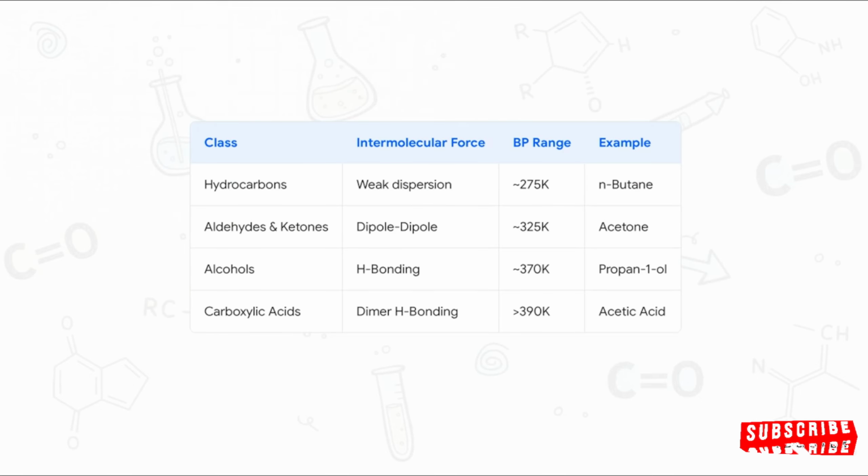Think of this physical spectrum as your cheat code for rapid exam recall, proving that boiling points scale aggressively upward based on intermolecular forces. At the bottom rung, hydrocarbons rely on weak dispersion forces. Aldehydes and ketones sit a bit higher, at around 325 Kelvin, thanks to the dipole-dipole interactions of their polar core. But the absolute heavyweight champions, the carboxylic acids, engage in intense dimer hydrogen bonding. They're literally linking 2 molecules together in a tight ring, and that pushes their boiling points way over 390 Kelvin.